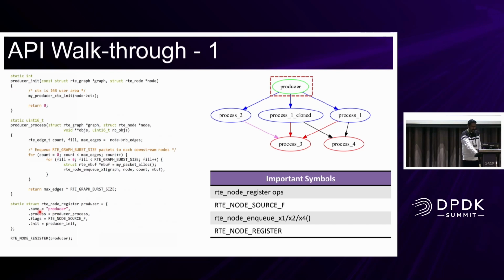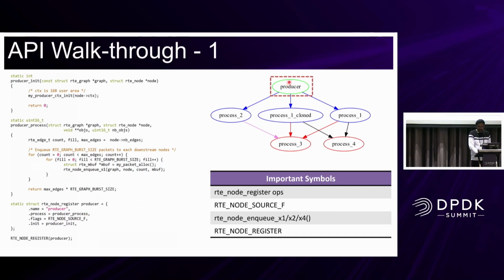Now, a node will have a name. That's what we use for taking this node name and connecting to the graph. So that's the node name. Process I will explain later. Init we discussed earlier. In this structure, there is a flag. We have only one flag now, and that flag is called source.